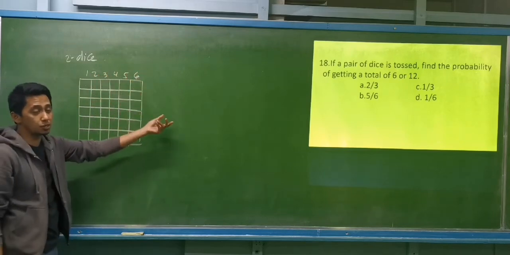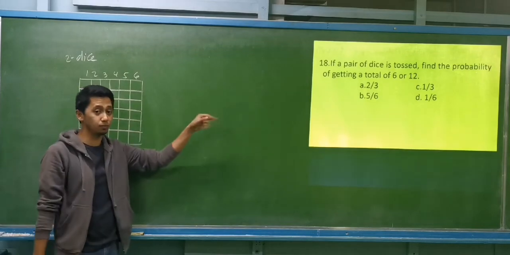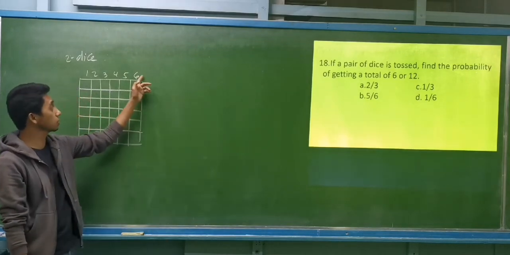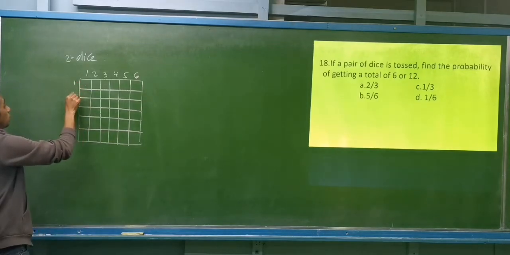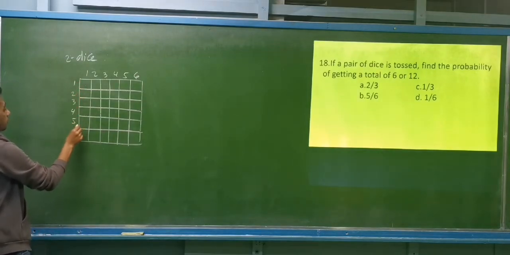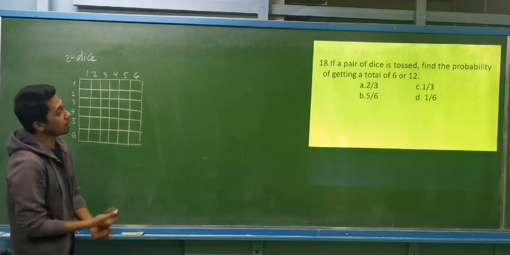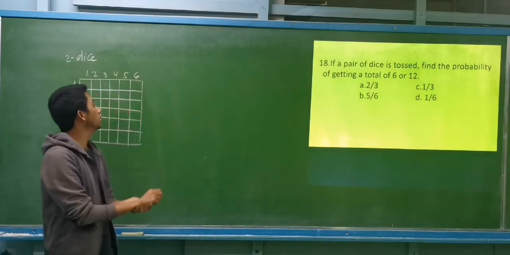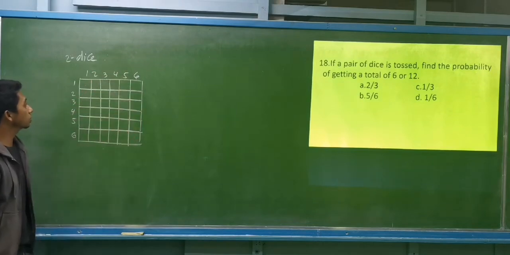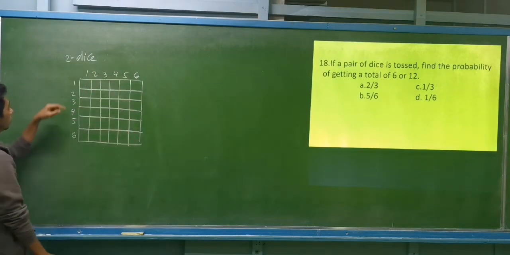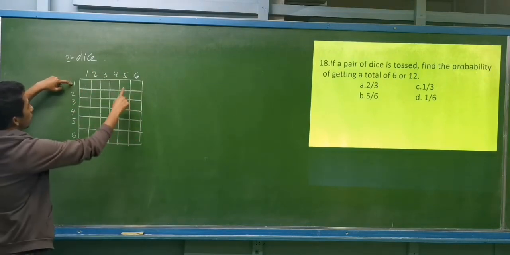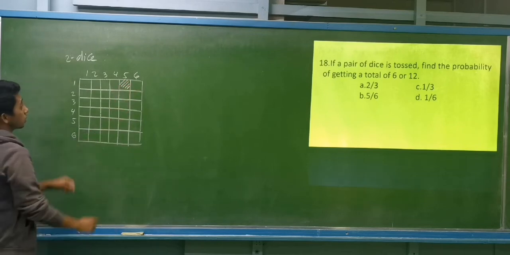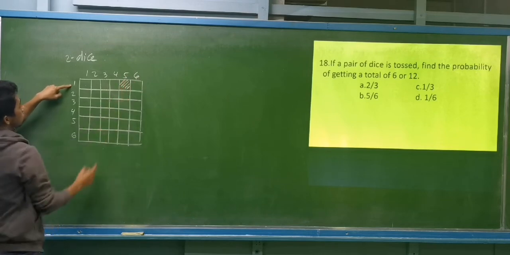Alam natin na yung dice is meron tayong cube and numbered with dots from 1 to 6. So meron tayong 6 faces. 1, 2, 3, 4, 5, tapos 6. So yung hinahanap natin dito is a total of 6 or 12. So saan ba tayo magkakaroon ng total of 6 or 12? Okay, start ko sa 1. 1 plus 5, that is 6.